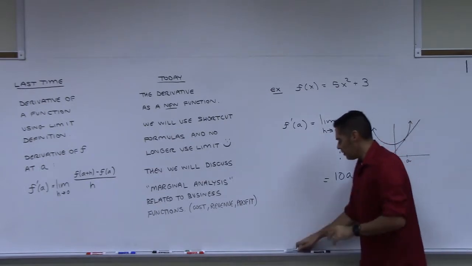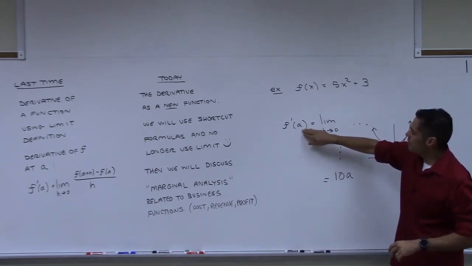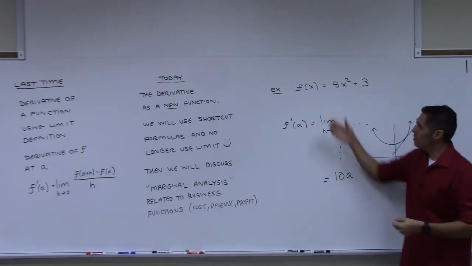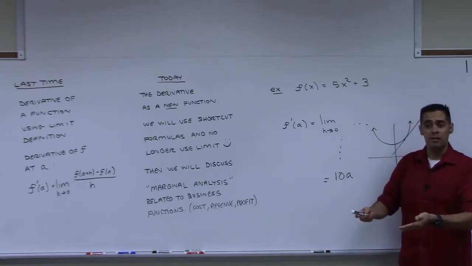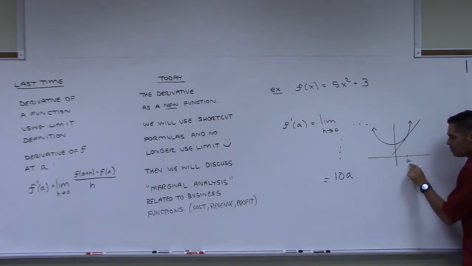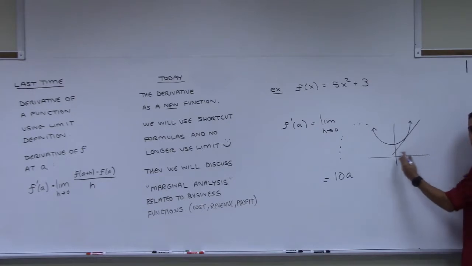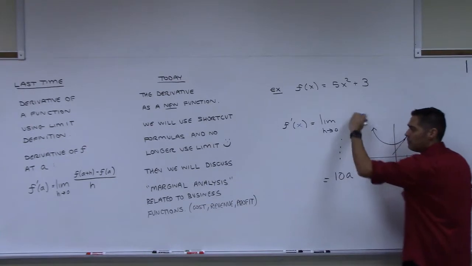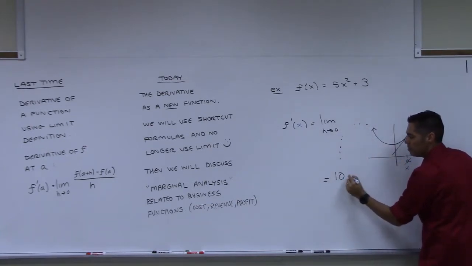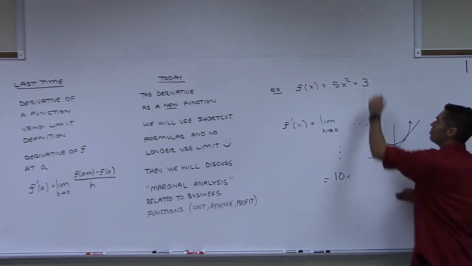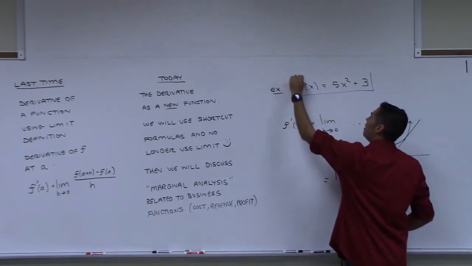Well, since the derivative of the function depends on a, we can look at the derivative of this function as being a brand new function. Let me phrase it this way. What if instead of saying, here, go to a, I said, well, let's just call that x, because it is an x value, isn't it? Then I would replace this with x. And then in the formula, the only thing that would change would be that we would get 10x, right? Instead of 10a.